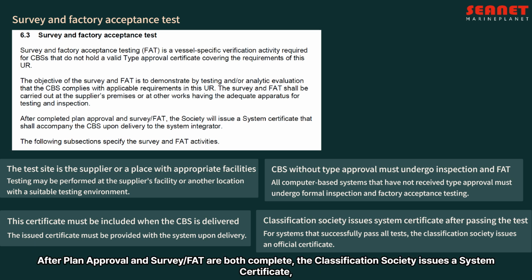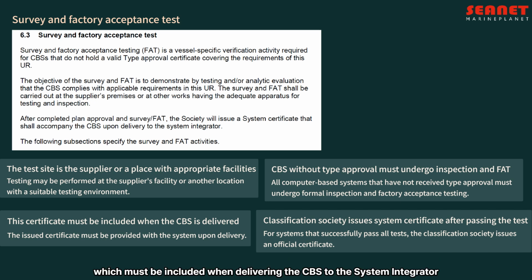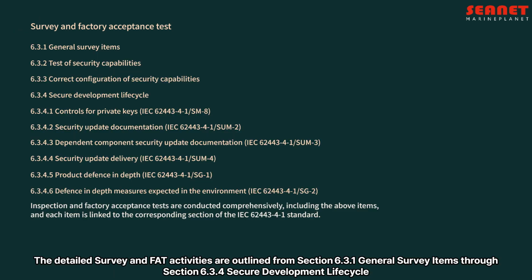After plan approval and survey (FAT) are both complete, the Classification Society issues a system certificate, which must be included when delivering the CBS to the system integrator. The detailed survey and FAT activities are outlined from Section 6.3.1, General Survey Items, through Section 6.3.4, Secure Development Lifecycle.